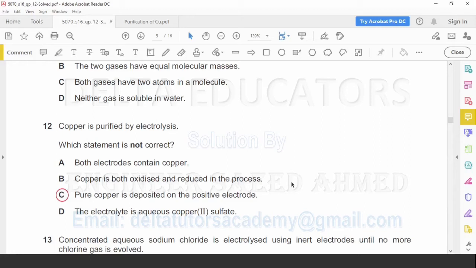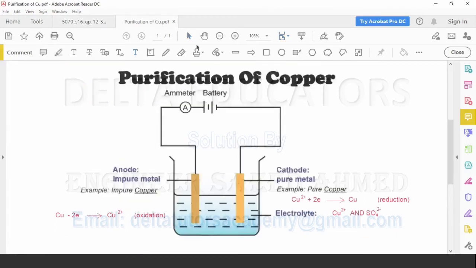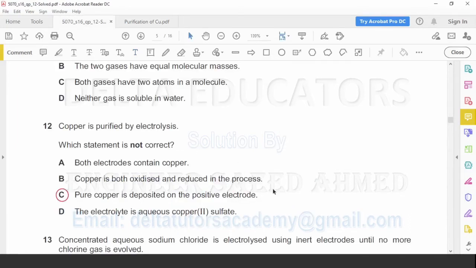Option C. Pure copper is deposited on the positive electrode. It is incorrect. Pure copper is deposited on cathode and cathode is negatively charged. So pure copper is not deposited at positive electrode, it is deposited at negative electrode, at cathode. So this statement is incorrect. It is asked which statement is not correct. The statement given in option C is incorrect. So the correct option is option C.